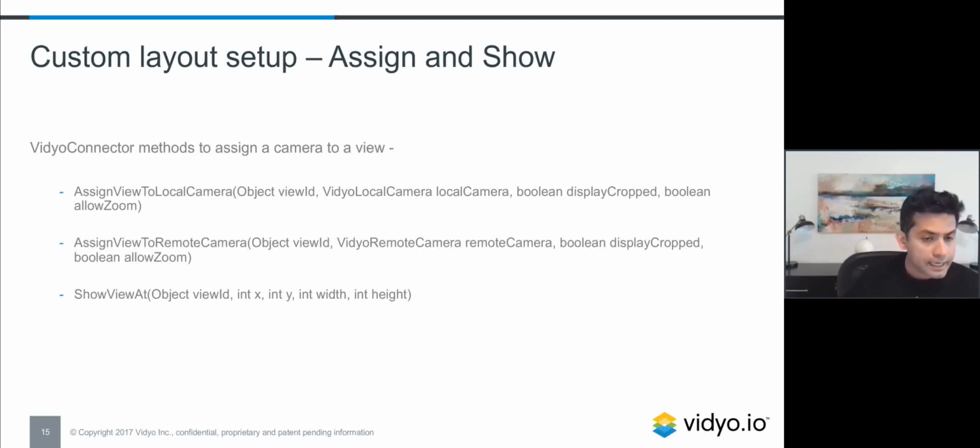And once you're done assigning, you need to call show view at. So this basically positions the view in the window. You're going to say, this is the window. And if you want, you can give it some offset. You can put it at 0, 0, and you set the width and height. In the sample that I'm going to show later on, it's basically going to maximize the space, so we're just going to put the width and height of the view. But you can choose to put a subset, right? You can do whatever you want.